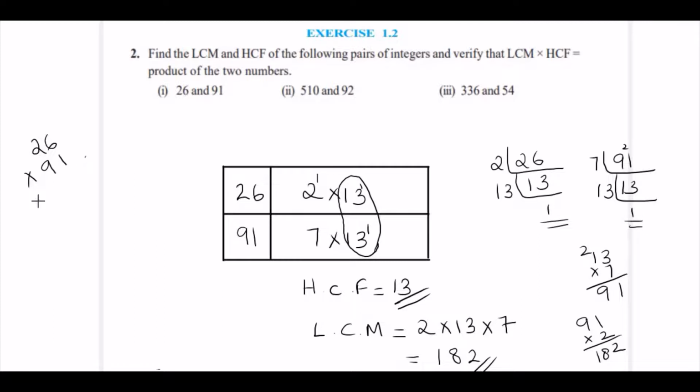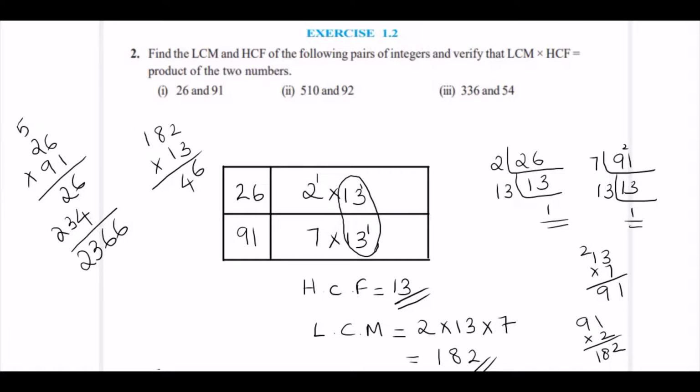The numbers given are 26 and 91. So you get 2366. Now do the product of HCF and LCM. Here the LCM is 182 and HCF is 13. So when you multiply, you get 2366. That is, the product of the two numbers is equal to the product of LCM and HCF.